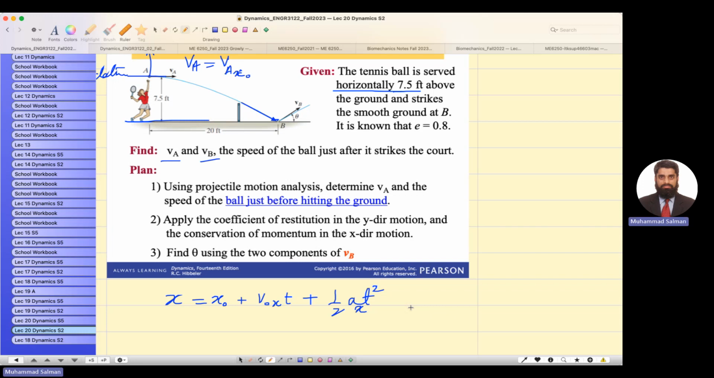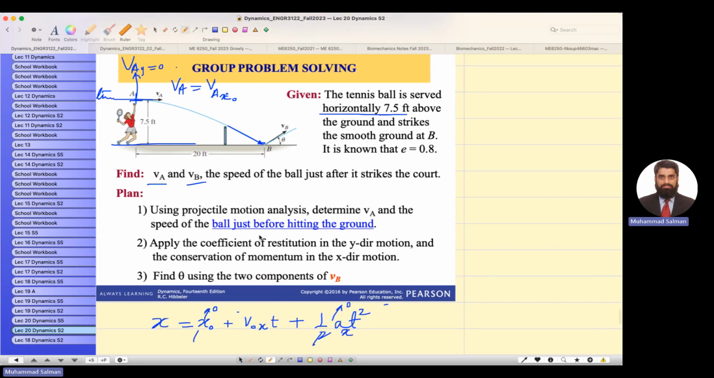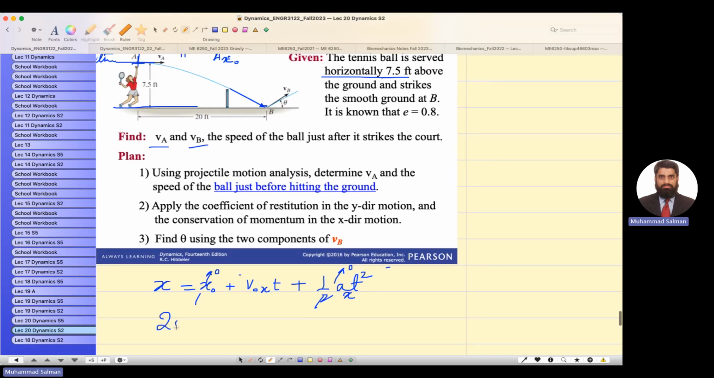We have assumed that, neglecting air friction, the projectile fired will go with the same velocity throughout. Horizontal component, constant velocity, means acceleration is 0 in the x direction. Agreed? And x0 is 0 because we are taking this as a datum line. What is x between A and B? What is the x distance? 20. Good job. So 20 equals V naught x times t.